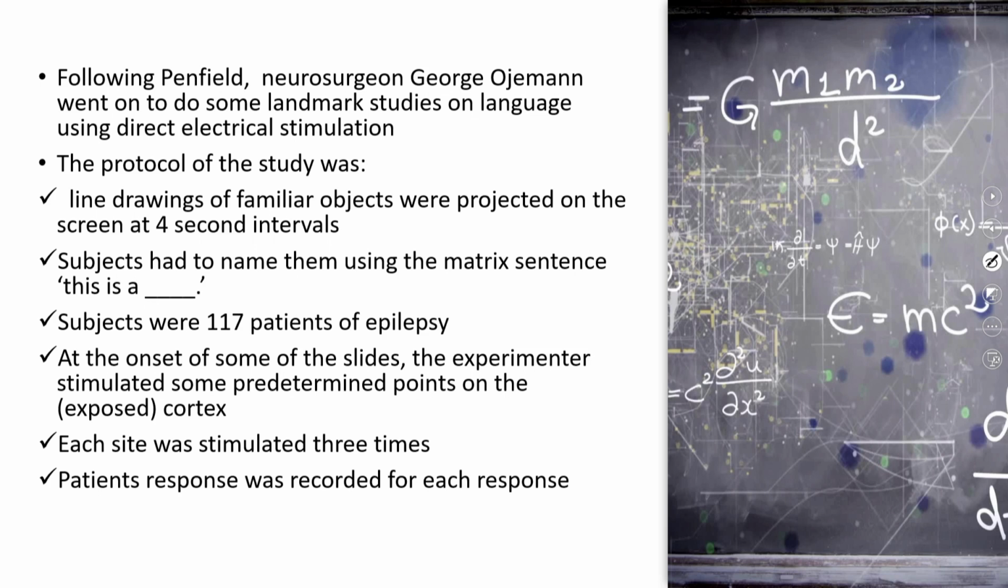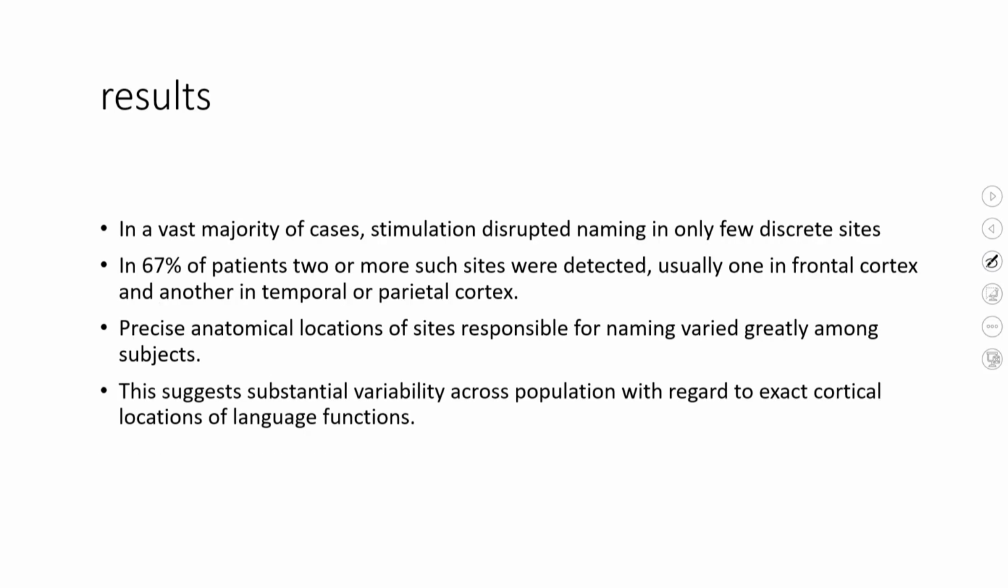At the onset of some of the slides, the experimenter stimulated some of the predetermined points on the exposed cortex. So, the stimulus is already ready, and just when they are about to begin, the current is passed, and each site was stimulated 3 times. The patient's response was recorded for each of the responses. What did they find out?